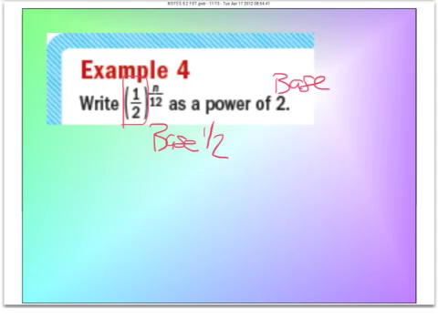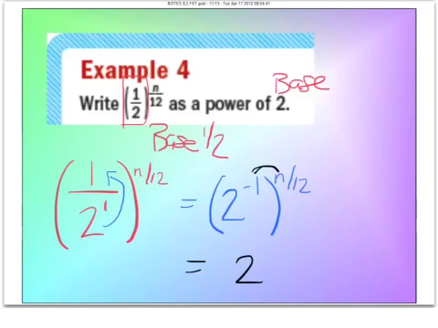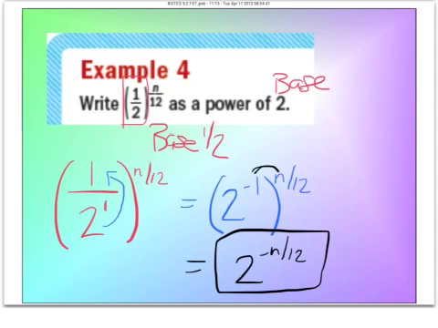What you can do is apply some properties here though. Any number can be written as an exponent. 2 can be written as an exponent of 1. And then don't forget this is out here. What I can do is kind of reverse my rule. I can bring this guy up, and when I bring it up, I get 2 to the negative 1/2 power, and then this is n to the 12. Property of exponents would say I could multiply these 2 and get 2 to the negative n over 12. This is written as a power of base 2, and I've completed the problem.